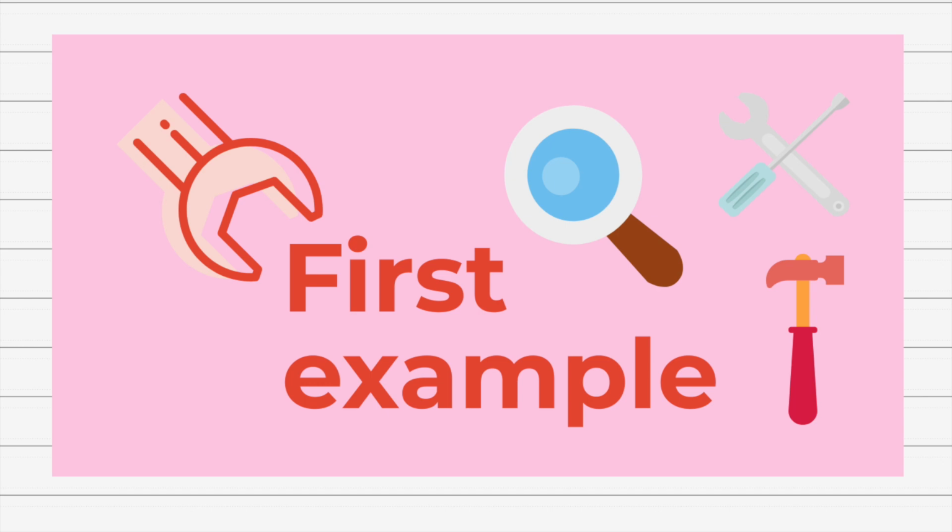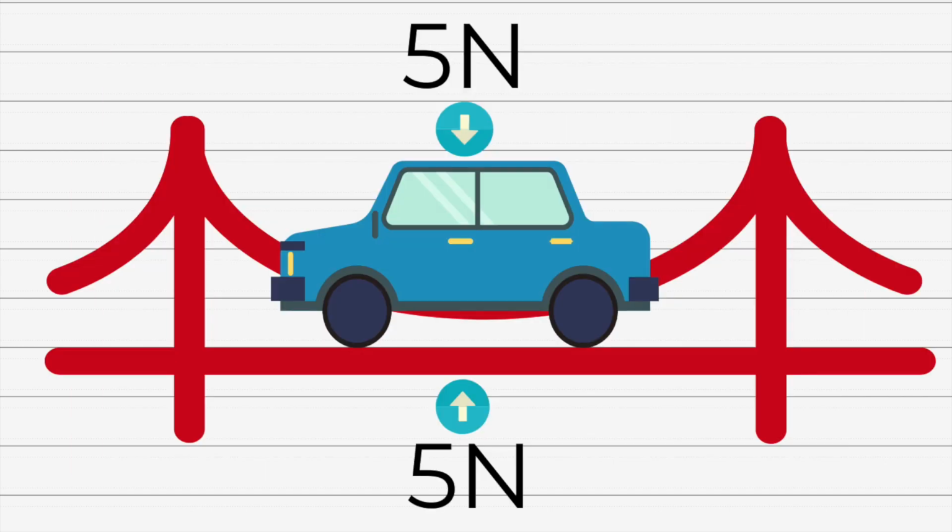And this leads us to our first example. When a car is on a bridge, if a car exerts 5 newtons downwards to the bridge, then the bridge will also push back against that force, and it will hold the car in place. 5 newtons down, then 5 newtons up as well. That's why the bridge stays that way.